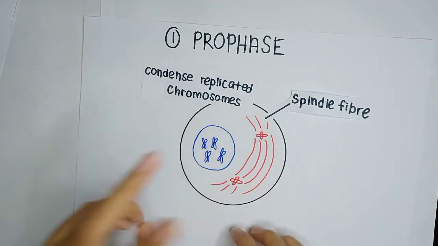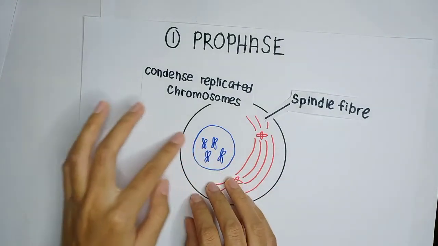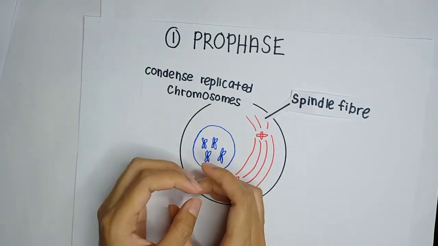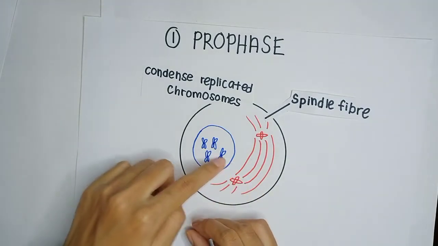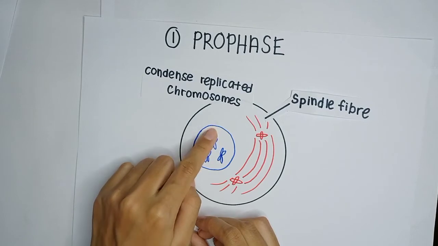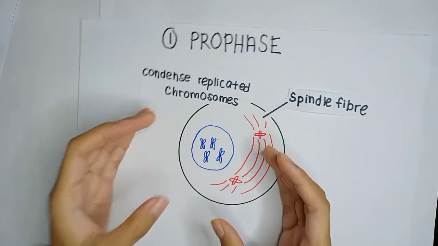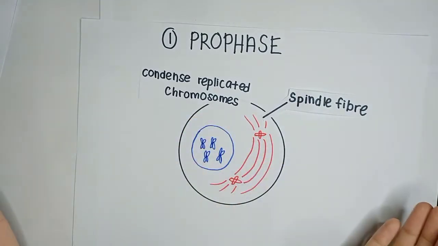Number 2, the nucleus goes away or disintegrates because the chromosomes are trapped inside the nucleus and can't move anywhere. So basically, the nucleus will disappear in this process. Number 3, the chromosomes condense into compact structures.